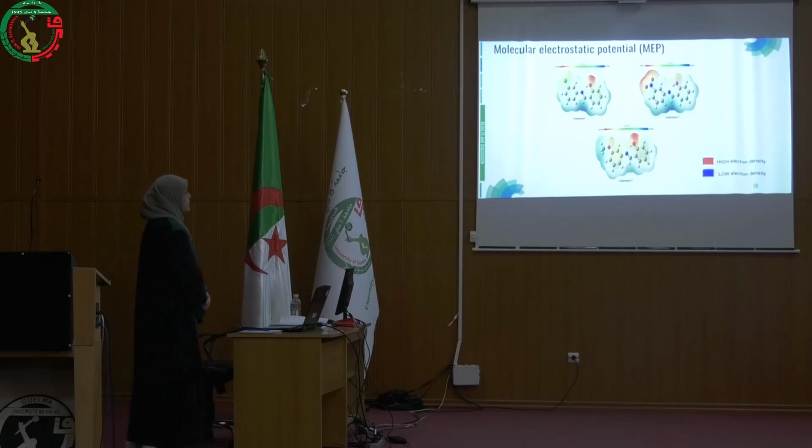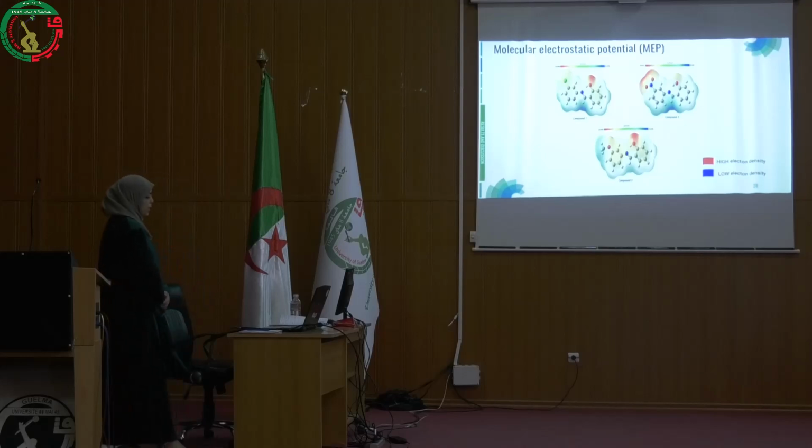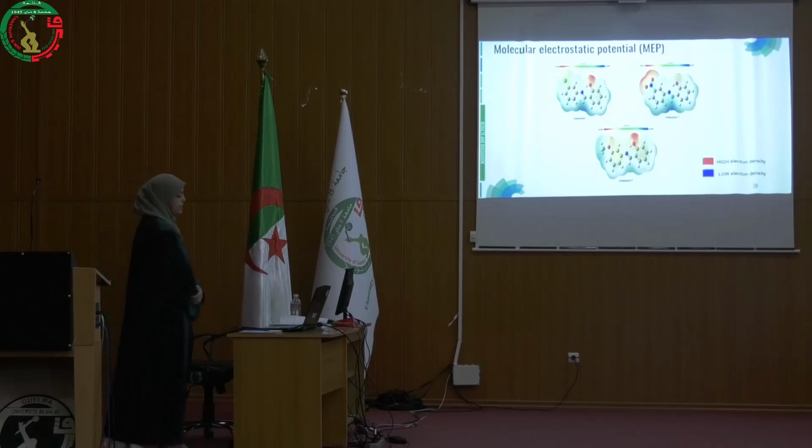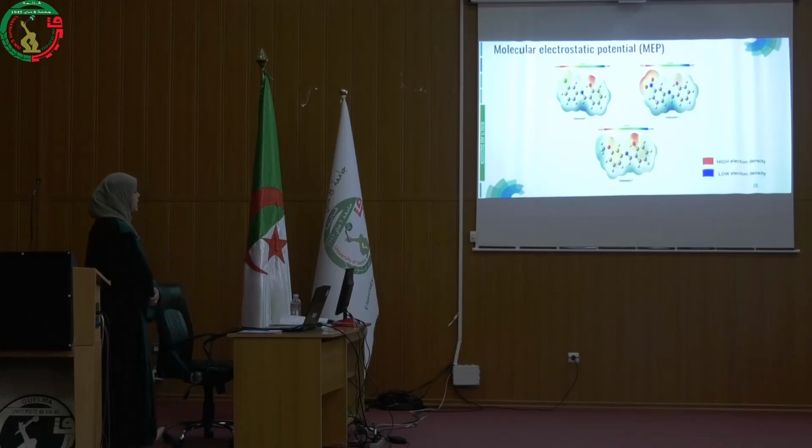Molecular electrostatic potential maps were generated to visualize electron density distribution and predict reactive sites within the studied compounds. In these maps, high electron density regions are shown in red, while low electron density regions are shown in blue.